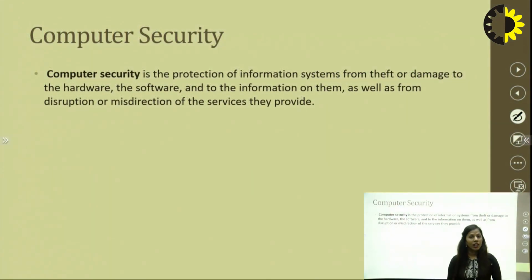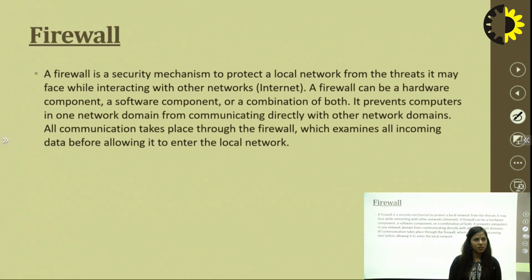So what is the firewall used for? A firewall is used for protecting the computer system. It is a security mechanism which protects the local network from threats. It also protects from damages whenever we are communicating in a particular network. It can be hardware or software, or a combination of both.